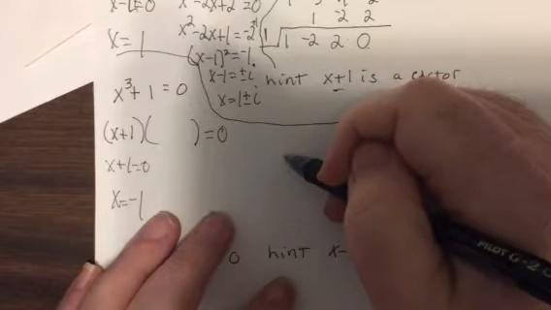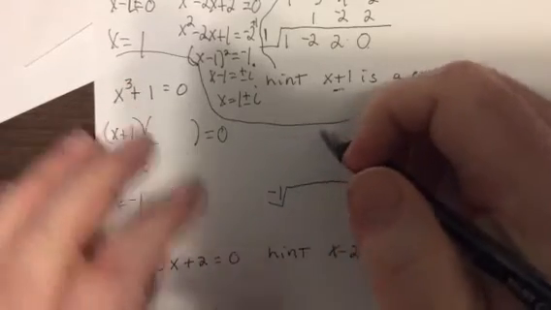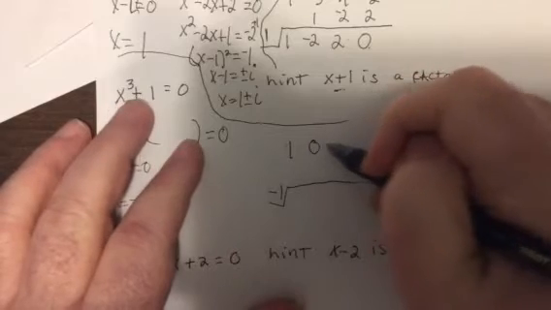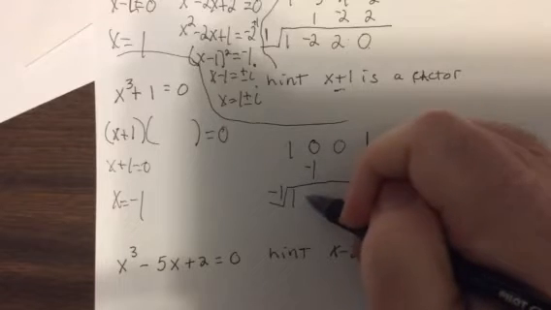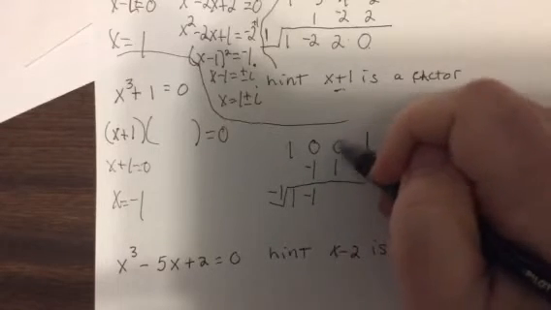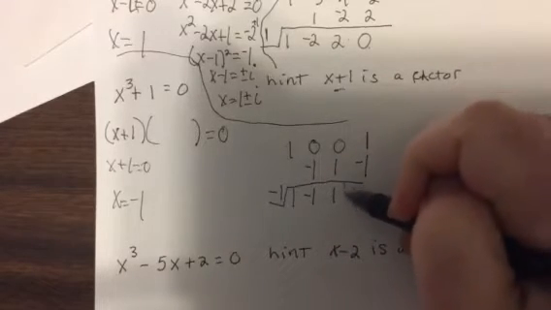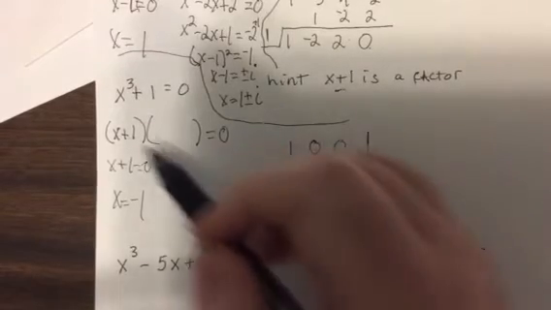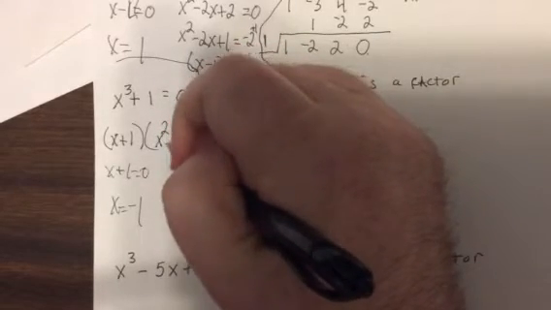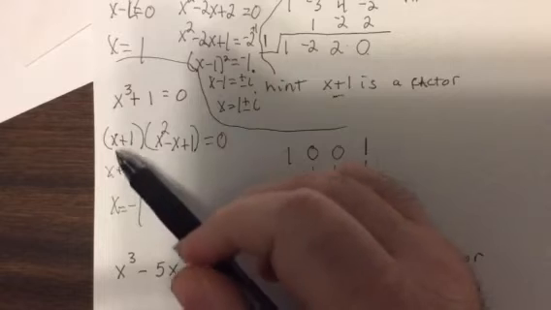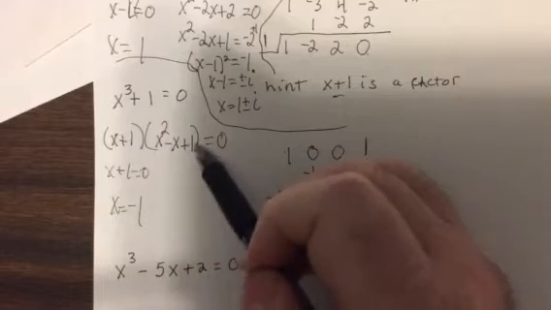So what I'm going to do is, using negative 1, do synthetic substitution to break this thing up. So it'd be 1, 0 for x squared, 0 for x, and then 1. So bring down the 1, that's negative 1. Add, that's negative 1. Multiply, that's 1. Add, that's 1. That'd be negative 1. That's 0. Oh, the remainder is 0. So that means this times this has to equal this. And what is this? x squared minus x plus 1. Square the first term, opposite sign, product of the two, add the square.